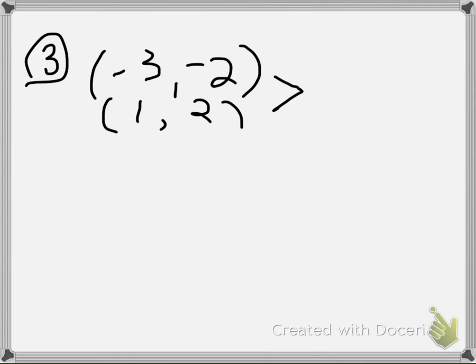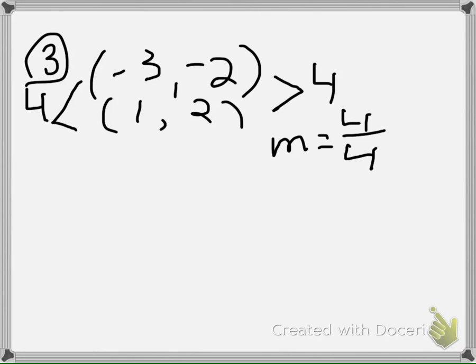Okay, first, from negative 2 to positive 2 is a change of going up 4. From negative 3 to positive 1 is a change of going up 4. Okay, m is always equal to change in y divided by change in x. 4 divided by 4 is 1.